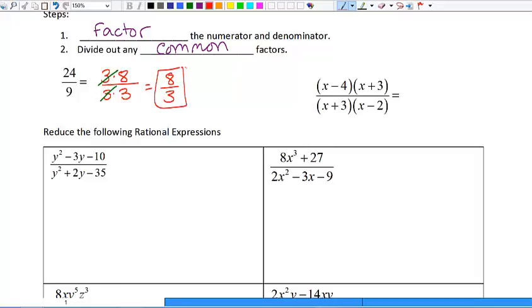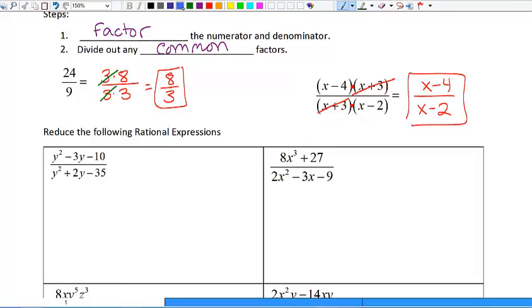On the next problem, notice it's already factored out, so there is already a multiply sign in the numerator and a multiply sign in the denominator. Because there is a multiply sign between the two parentheses, that means I can simply divide out any common factors, the entire parentheses x plus 3 and the entire parentheses x plus 3 in the numerator and denominator, and I'm just left with x minus 4 over x minus 2. That is my final answer. You can put parentheses around the numerator and denominator, or you actually don't really have to. Either way is fine by me.